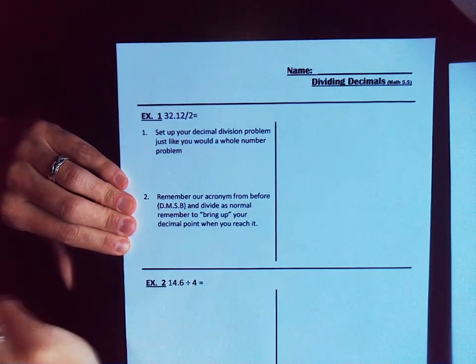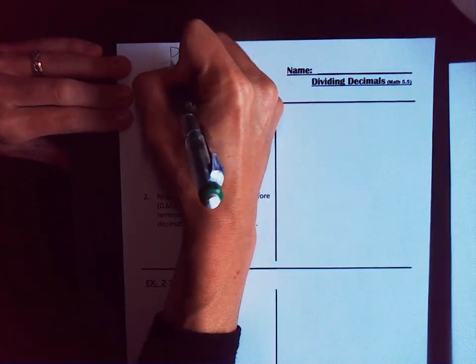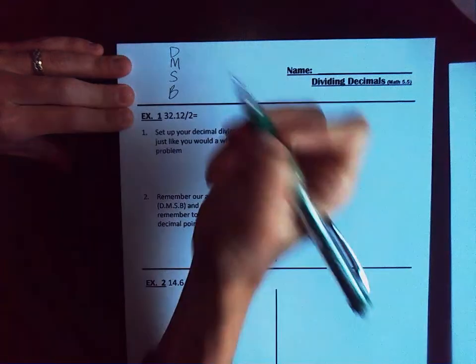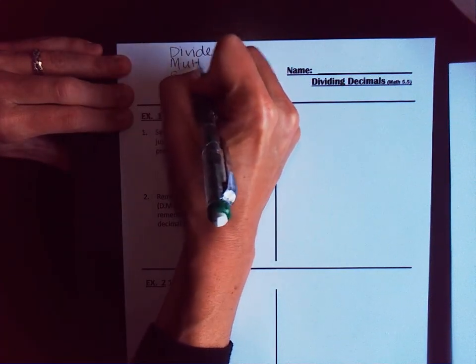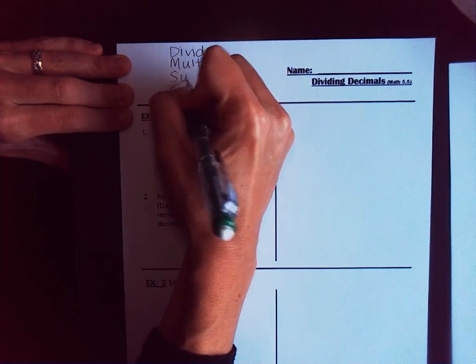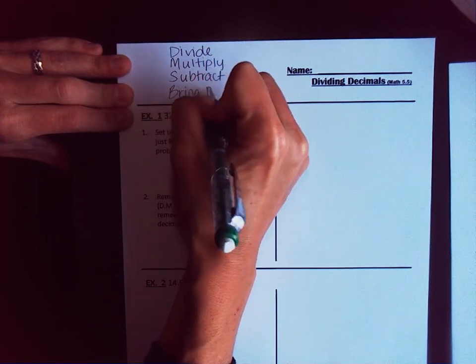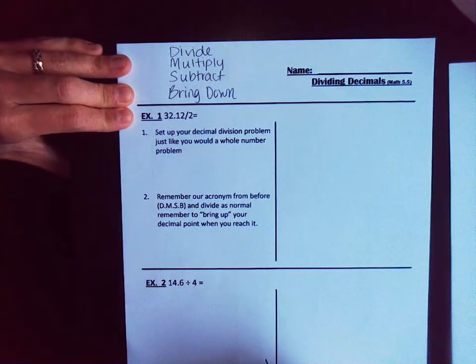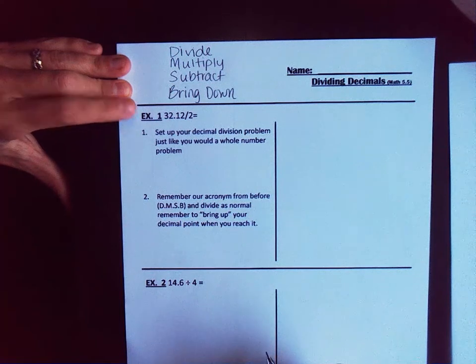So you know, if you're in my class, we always talk about long division and how those dirty monkeys smell bad. So that is divide, multiply, subtract, and bring down. We are no longer using remainders, okay? So no more remainder. We are working with decimals.